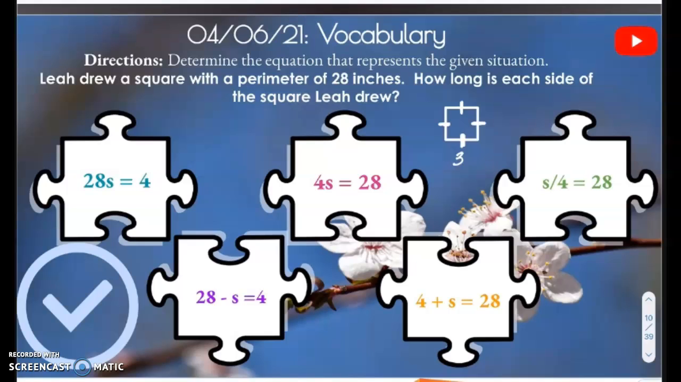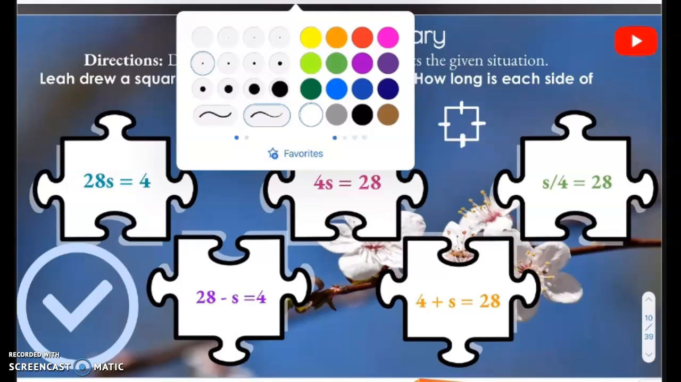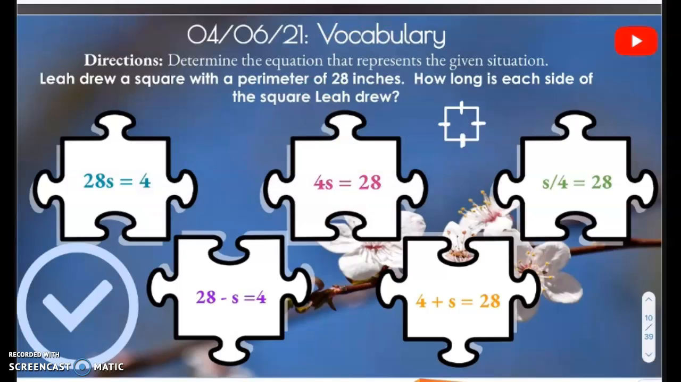But in this case, we don't know how many there are. Each one is a side. So if I have one side, I'm going to multiply it by 4. What says 4 being multiplied by s? Well, here's 4 being multiplied by s, and that's going to equal the 28 total inches.